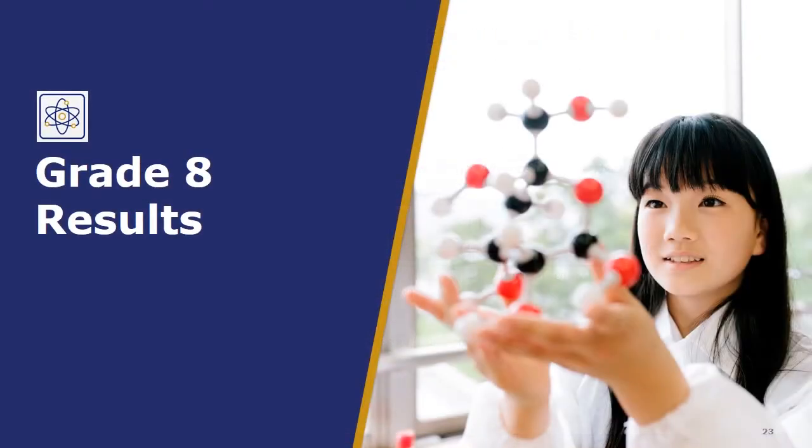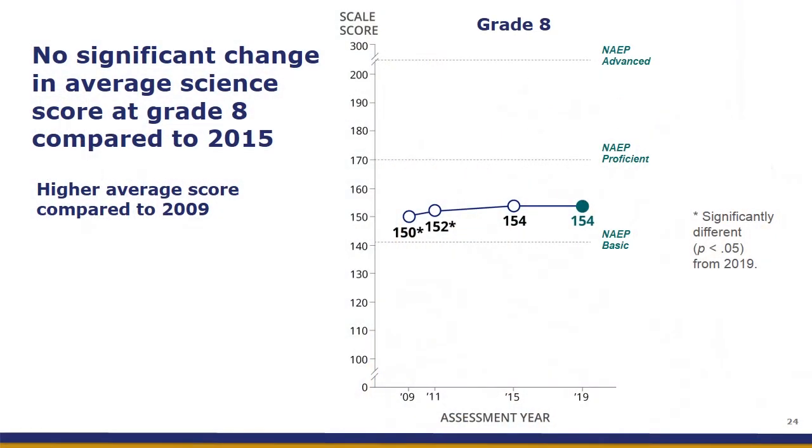That completes the grade 4 overview. Now let's look at the grade 8 results. Again, asterisks indicate statistical significance from 2019. No changes were observed overall from 2015, but there was improvement from both 2009 and 2011.